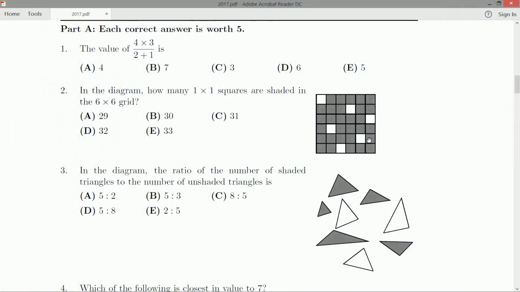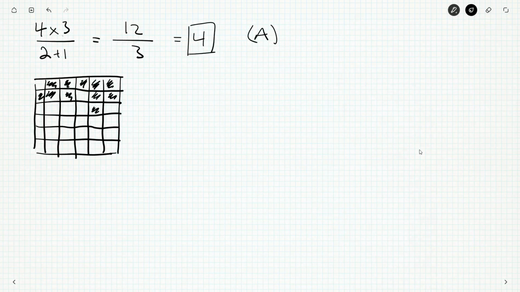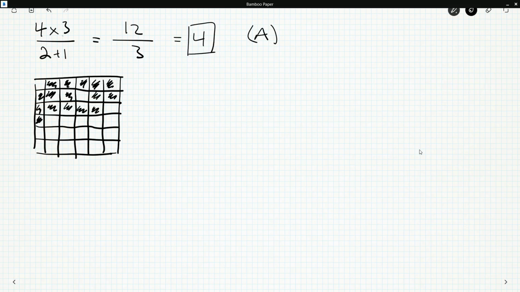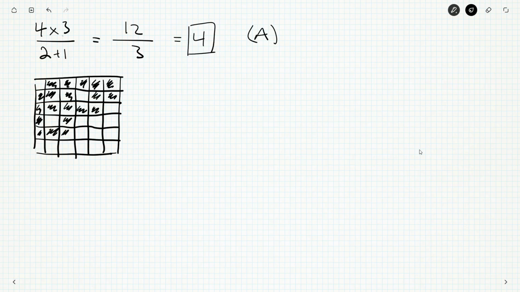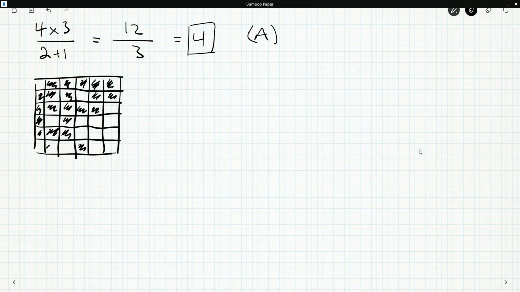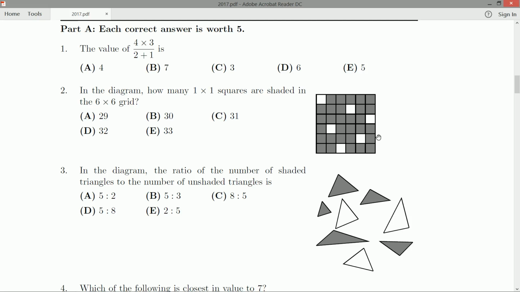Okay, and the other way I can see to do this is to instead count the non-shaded squares and subtract from the total number of squares. It's a 6x6 grid, so we know that in total there's going to be 6 times 6, 36 squares. And it seems to be much easier to count the unshaded squares than the shaded squares. So take 36, subtract the number of unshaded squares, and we should be able to get our answer.